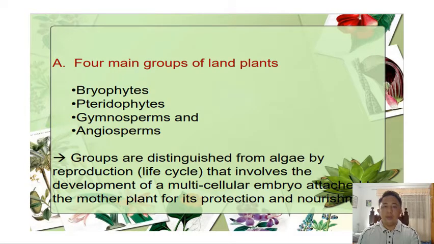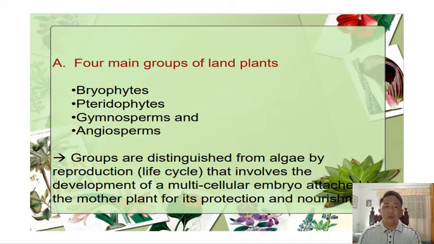There are four main groups of land plants. These are the bryophytes, the pteridophytes, the gymnosperms, and angiosperms. So in this lesson, we are going to discuss each of their specific description as well as their characteristic.